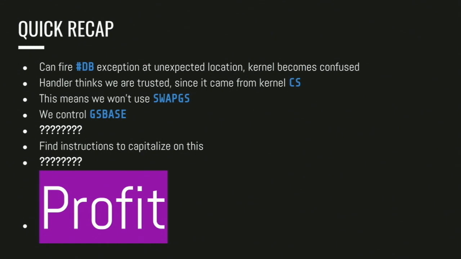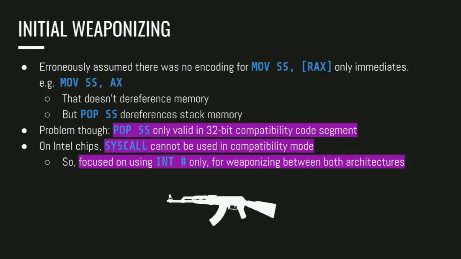And at this point, basically, we need to find instructions that are going to capitalize on the fact that we're using data that it thinks is kernel mode data, but in reality is from user mode. And at the very bottom, in the event that you might need a new prescription for your glasses, we want to turn this into some kind of profit. We want to weaponize this. So these are my initial weaponizing attempts. We're going to go through mine, then we're going to go through Nemi's over here. So at the very beginning, I erroneously assumed that there was no encoding for mov SS, RAX, which, as you can see, since it's surrounded in brackets, dereferences memory.